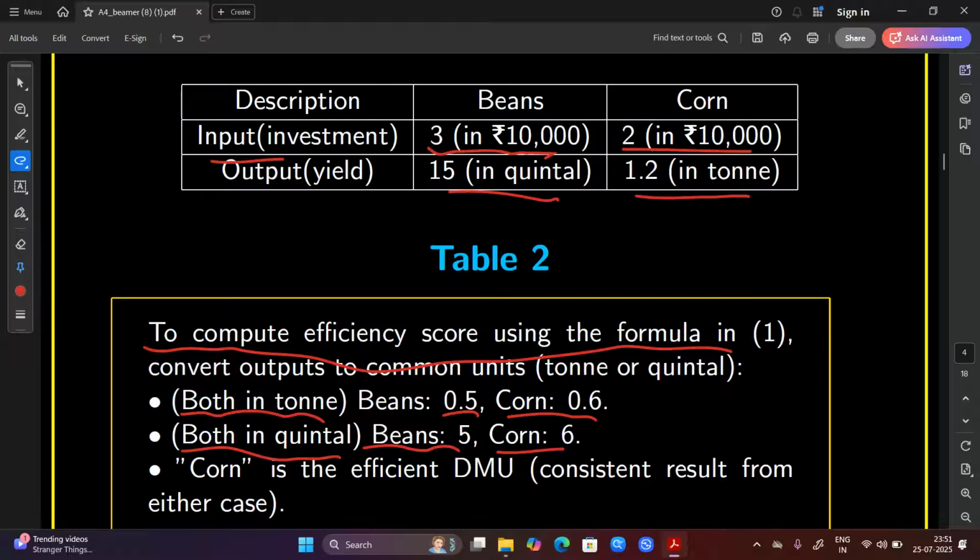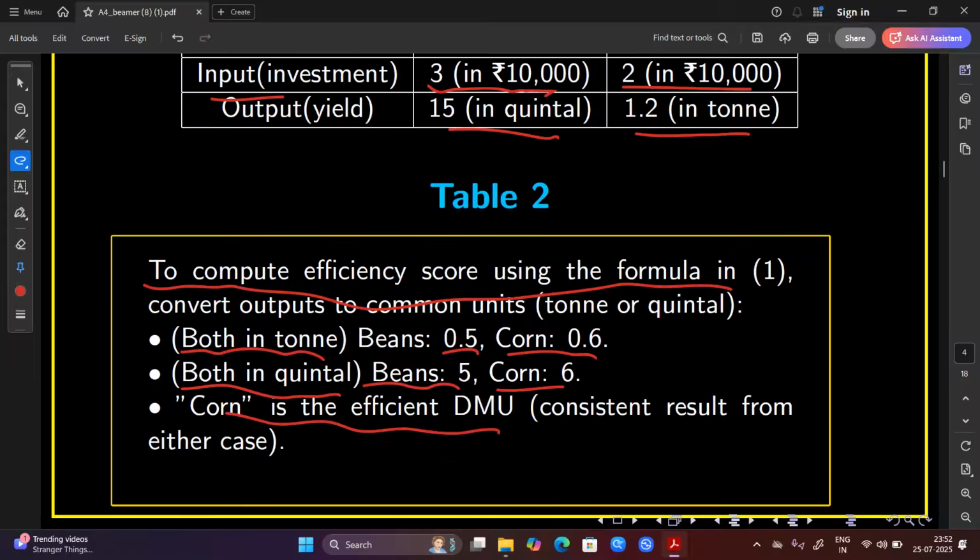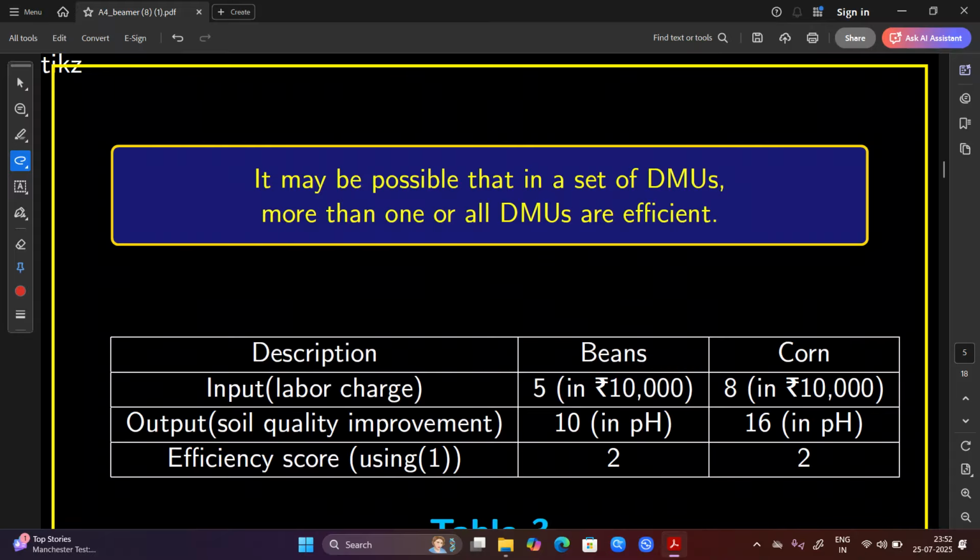If you compare both, the higher value is the efficient one, it is very common sense. So again corn is the efficient DMU, a consistent result from either case. Next, I am going to the next slide.